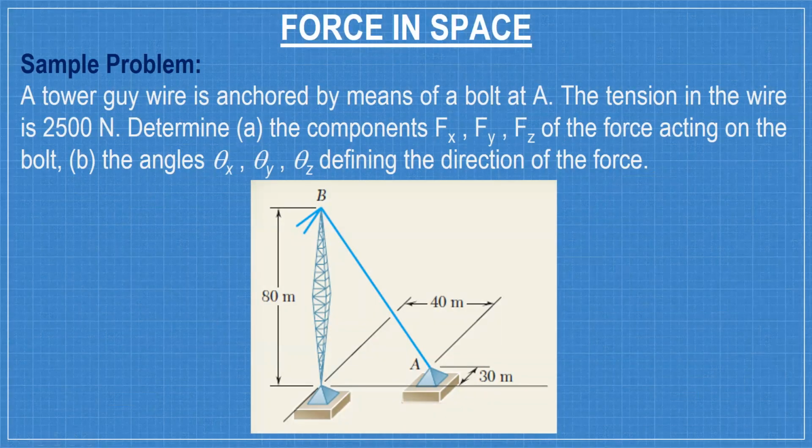Example problem. A tower guy wire is anchored by means of a bolt at A. The tension in the wire is 2,500 newtons. Determine the components Fx, Fy, Fz of the force acting on the bolt. And letter B, determine the angles theta x, theta y, and theta z, defining the direction of the force.